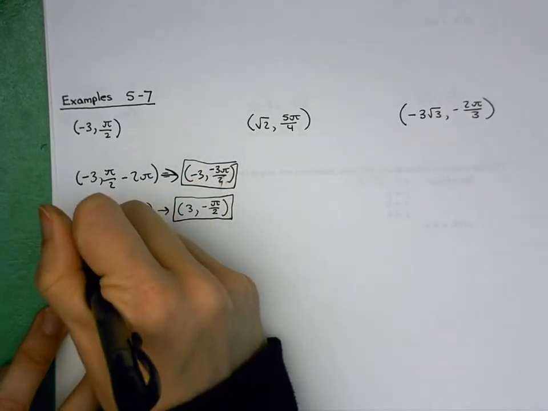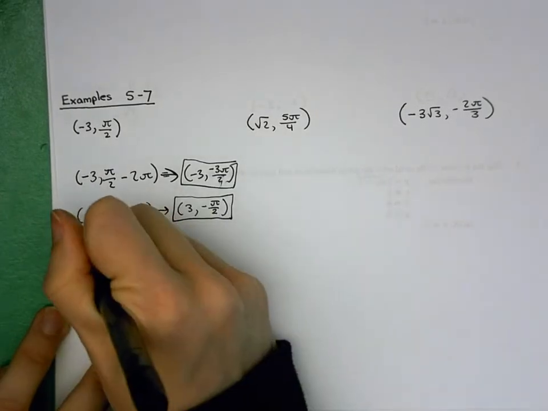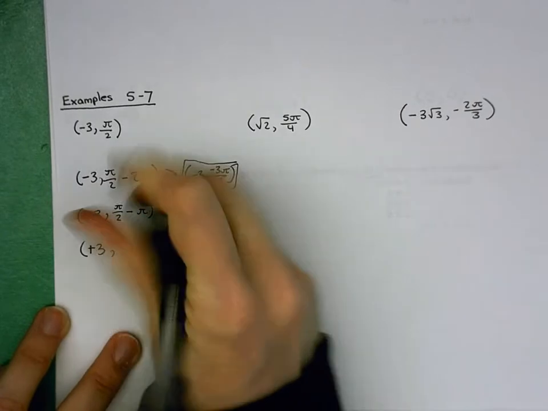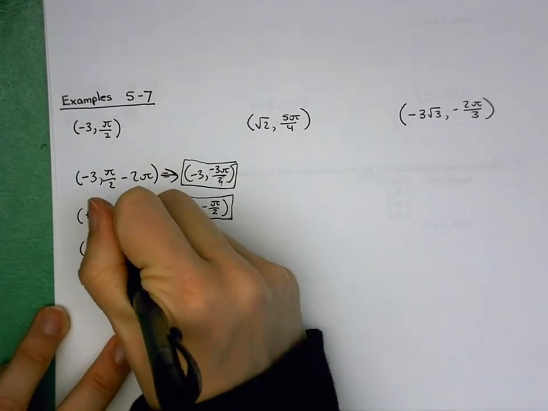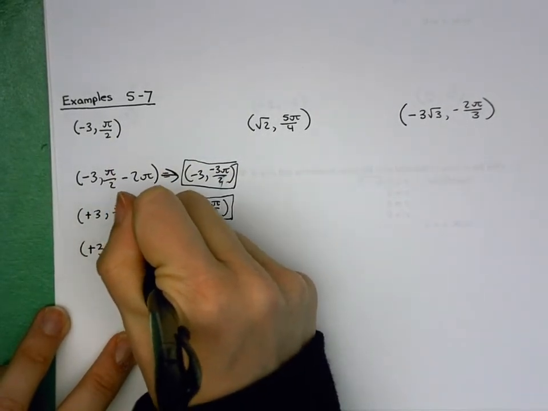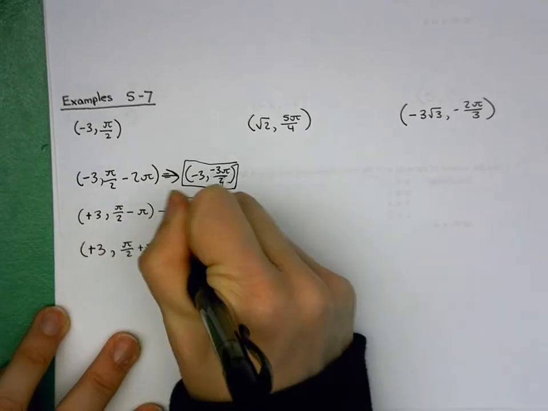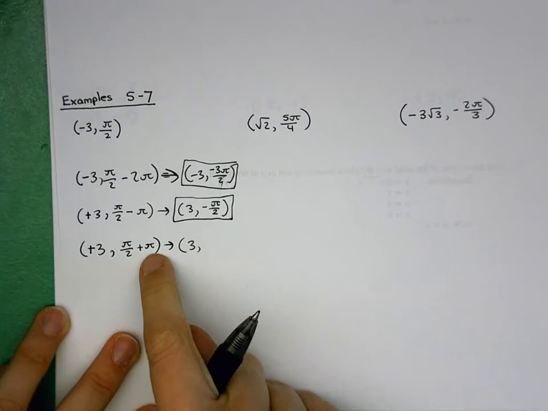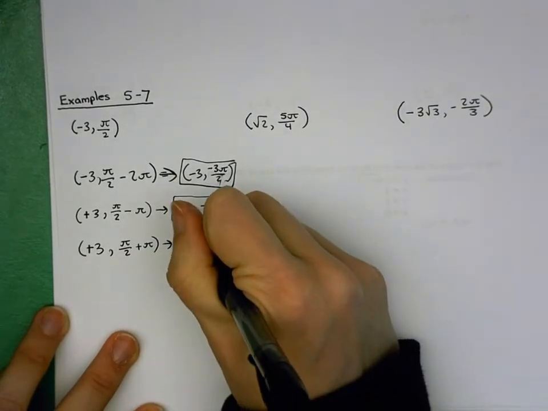Okay, and then the third one, taking your r, which is our negative 3, multiplying it by a negative, and then your theta, your 3 pi over 2 plus pi. So 3 pi over 2 plus 2 pi over 2, which is 5 pi over 2.